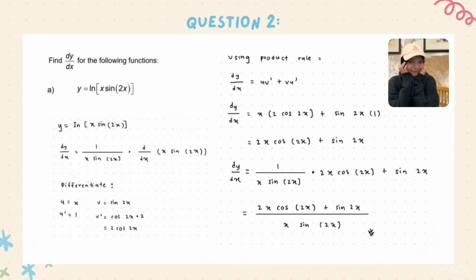Using the product rule formula, dy over dx equal to uv prime plus vu prime. So we get dy over dx equal to x times 2 cos 2x plus sin 2x times 1, equal to 2x cos 2x plus sin 2x. Substituting this back, we get dy over dx equal to 1 over x sin 2x times 2x cos 2x plus sin 2x. So for the final answer, we get 2x cos 2x plus sin 2x over x sin 2x.